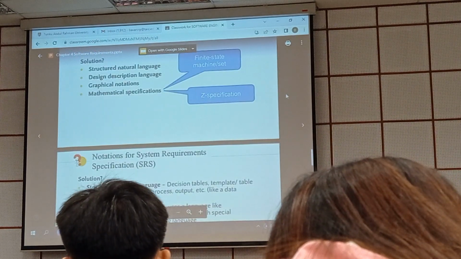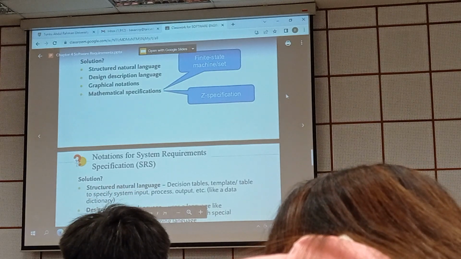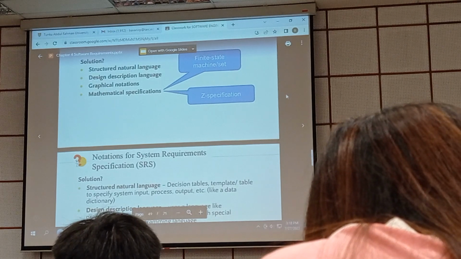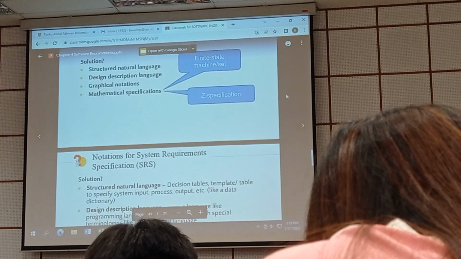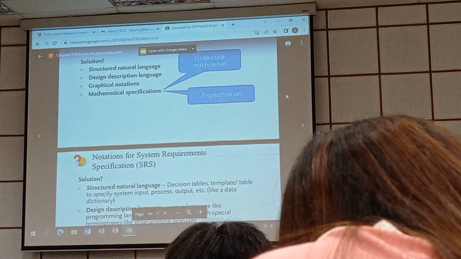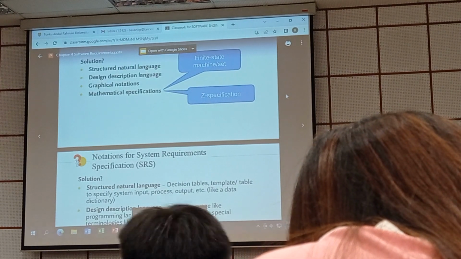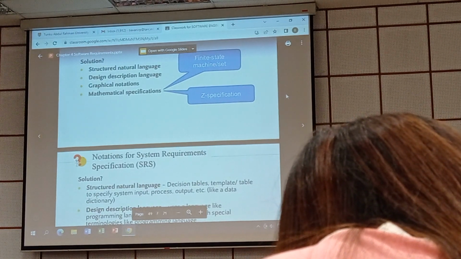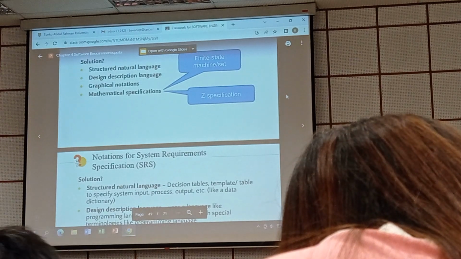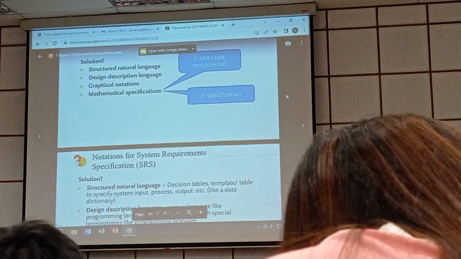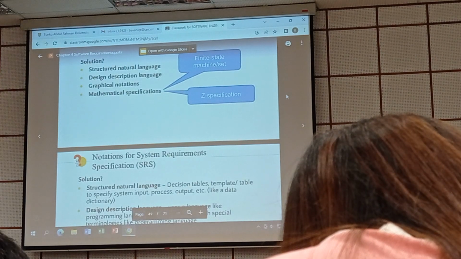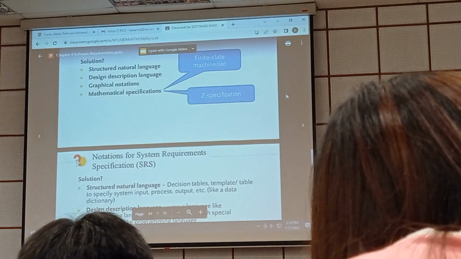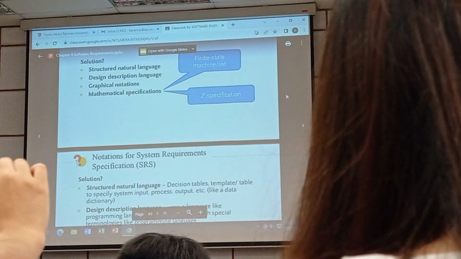Mathematical is a Z specification. I don't know how many of you are data science students. Any data science student? Raise your hand now. Okay, data science students, you know what is Z-score, right? Z-score? Don't know what is Z-score? Okay, data science has one mathematical thing called Z-score.